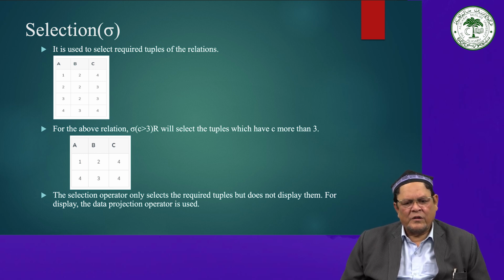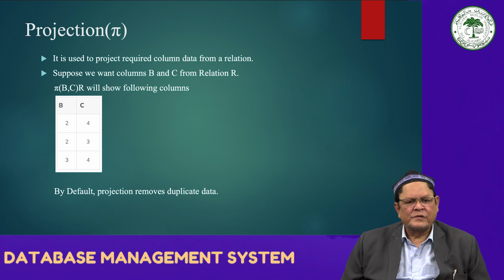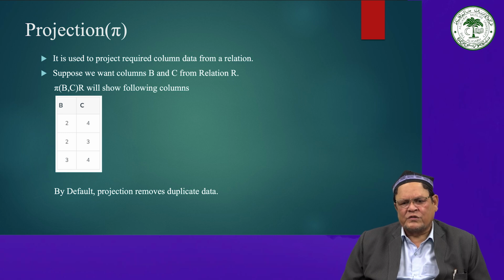The selection operator only selects the required tuples but does not display them. For display, the projection operator is used. Projection we represent as pi. Projection is a fundamental operator in relational algebra used to extract specific columns from the relation table while discarding others. It allows users to focus on a subset of attributes within a relation, resulting in a new relation with a narrower scope.